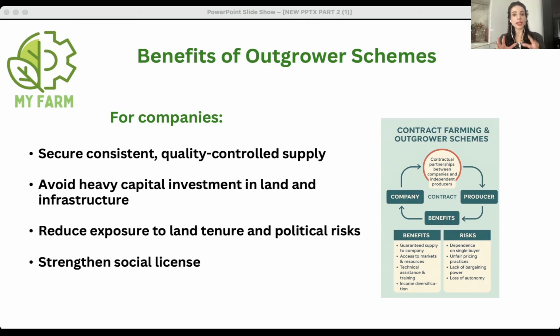In terms of the benefits of outgrower schemes, from the perspective of companies, it can ensure consistent and quality-controlled supply without high capital investments. It can reduce risk exposure from land tenure or political instability. It can enhance social license by supporting local producers and communities.